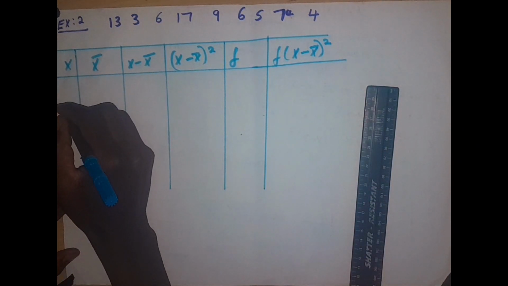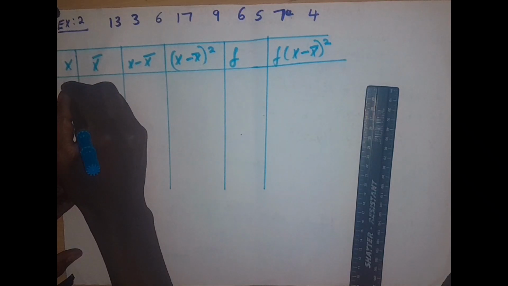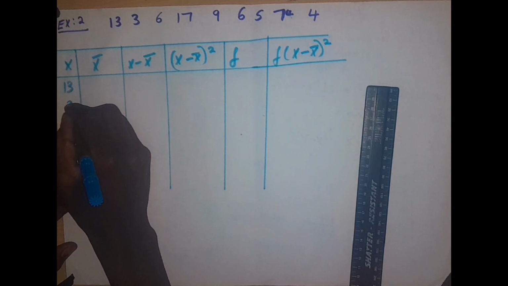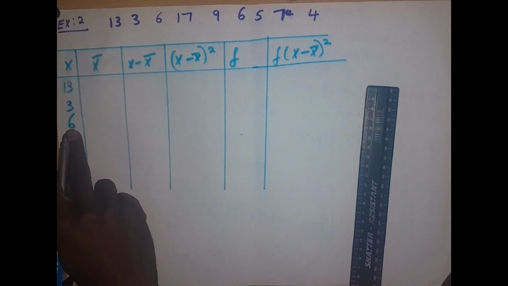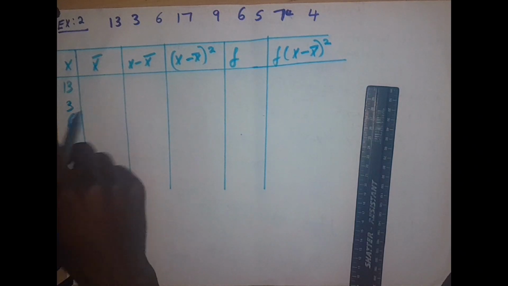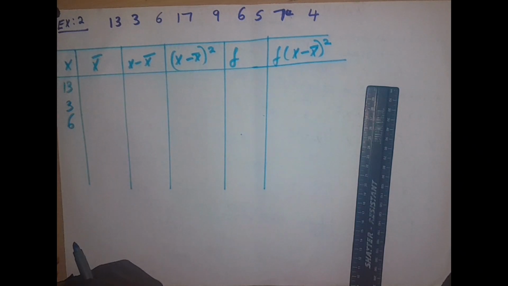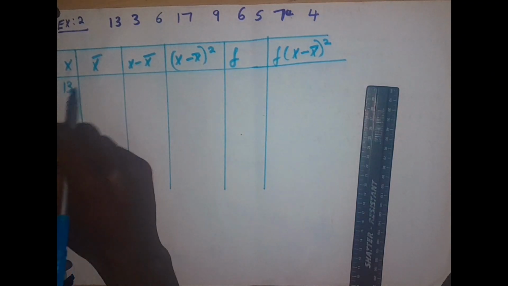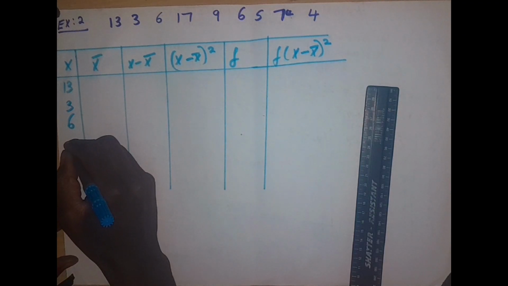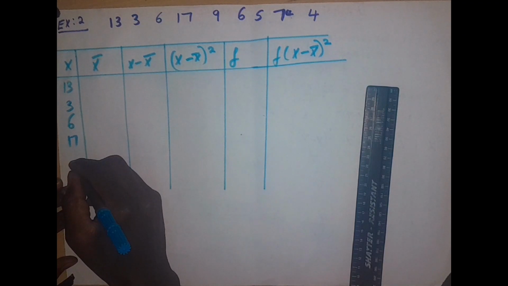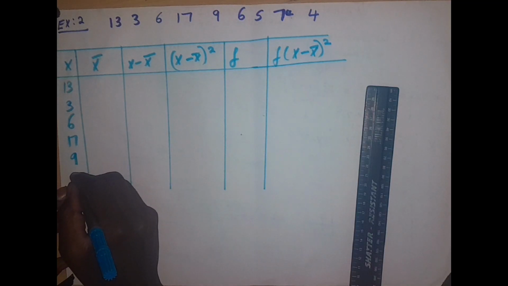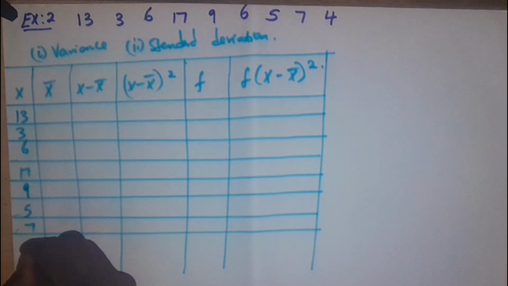So now let us write our data points. We are having 13, 3, 6. On this one we're having a repeat, so I'm not going to write 6, 6, because I didn't want to have two rows here. I'm going to just write 6 only. Then 17, 9, then 5, 7, and then 4.